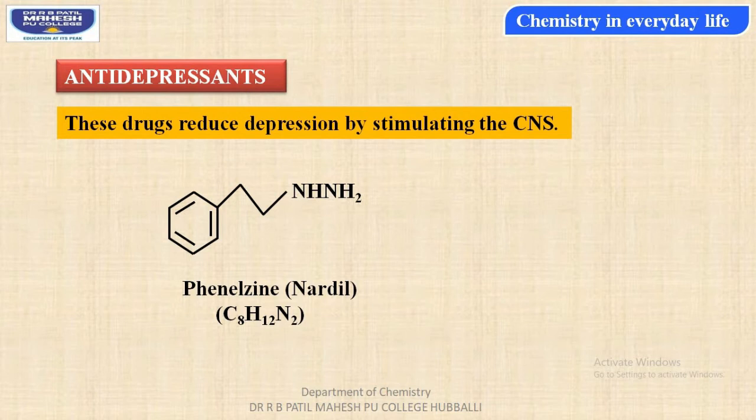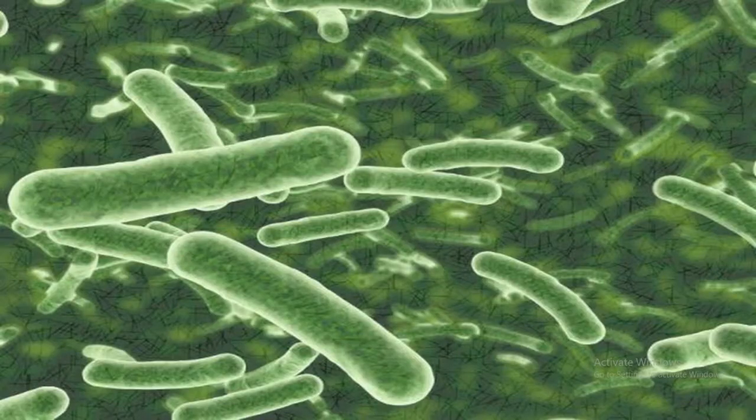For example, phenelzine, which is also called Nardil, with a molecular formula C8H12N2, and the structure, students, which has the phenyl ring with CH2CH2 and NH2. Now let us study about antimicrobials.